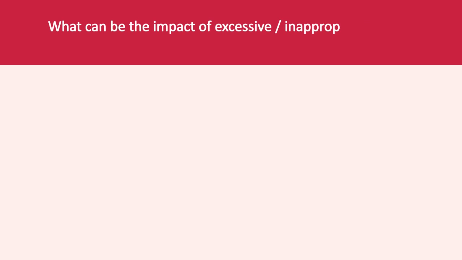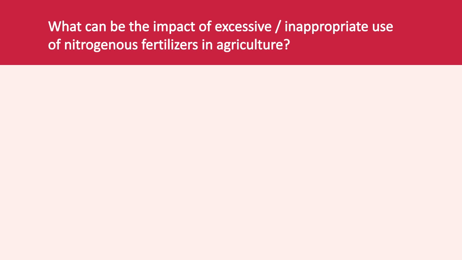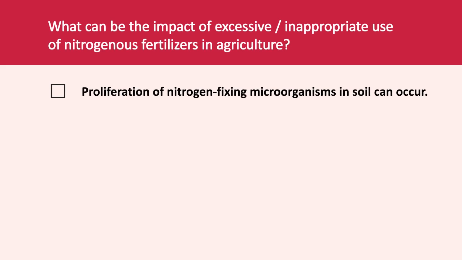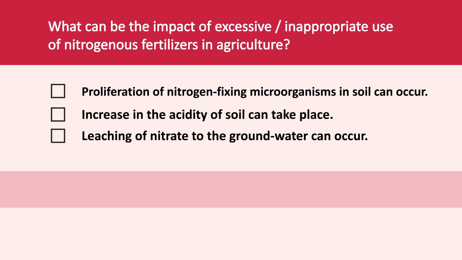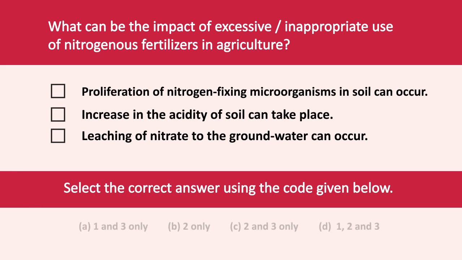For example, what can be the impact of excessive or inappropriate use of nitrogenous fertilizers in agriculture? The choices have been: proliferation of nitrogen-fixing microorganisms in soil can occur. Second, increase in the acidity of the soil can take place. And the third, leaching of nitrate to the groundwater can occur. Now, the answer in this case had been 2 and 3, that is, increase in the acidity of the soil and leaching of nitrate to the groundwater can occur.